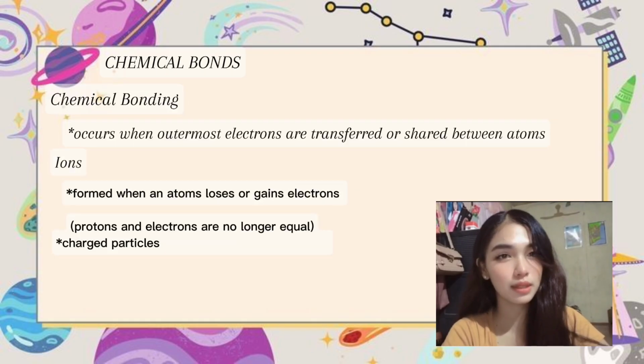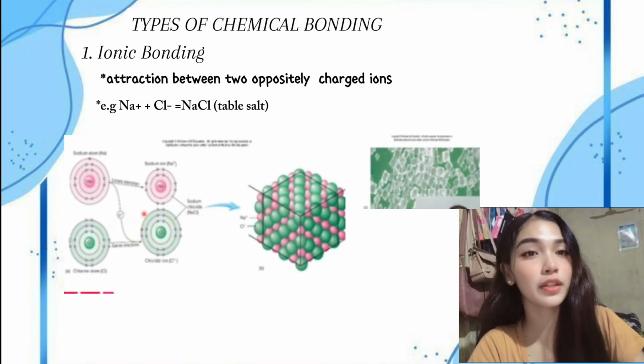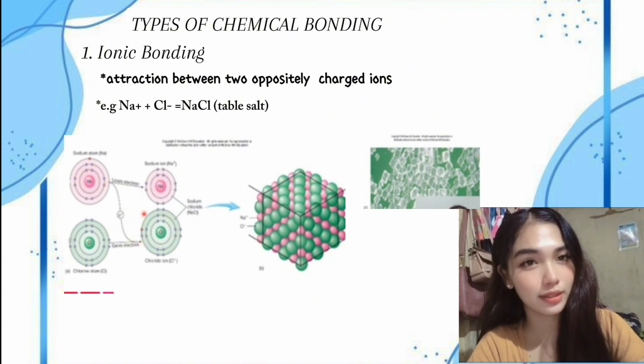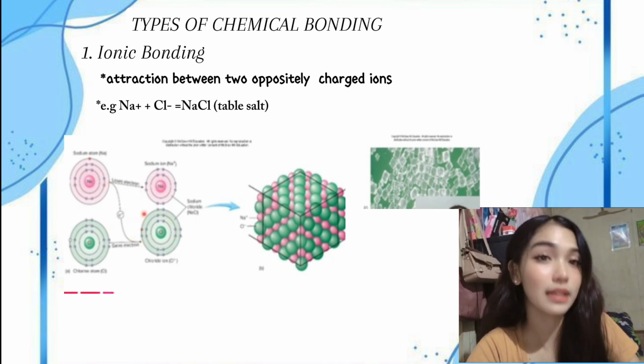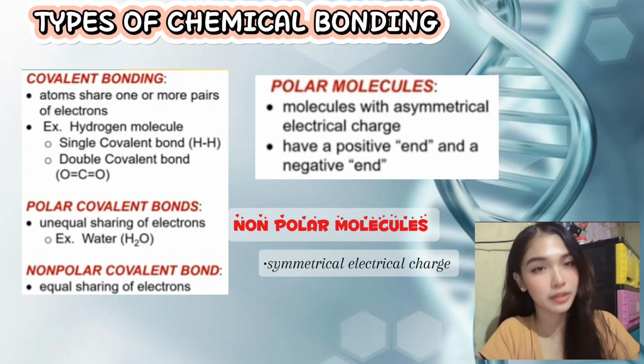So for the chemical bonds, chemical bonding occurs when the outermost electrons are transferred or shared between the atoms. And then of course, ions form when an atom loses or gains electrons, so they are charged particles. There are different types of chemical bonding. The first one is ionic bonding, where there's attraction between two oppositely charged ions. The classic example will be your table salt, wherein your sodium is positively charged and then the chloride is negatively charged.